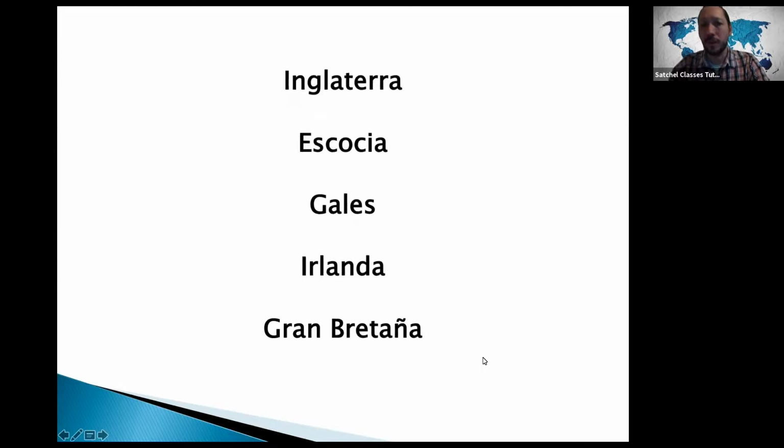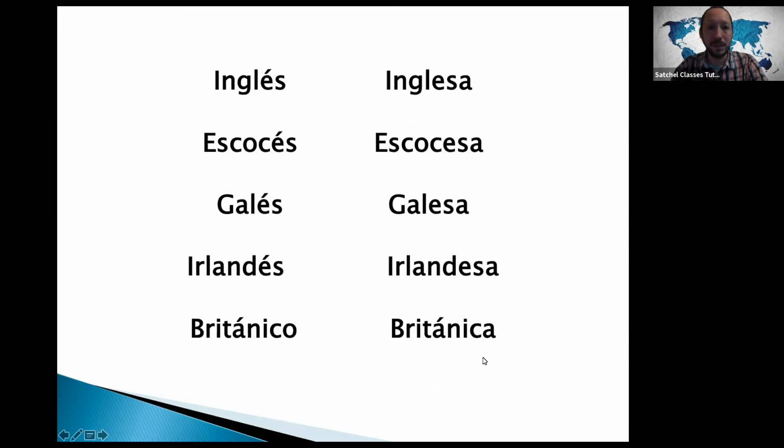What about countries in Great Britain? Well, we have Inglaterra, Escocia, Gales, Irlanda, Gran Bretaña. So the nationality in Spanish will be as follows: inglés, inglesa; escocés, escocesa; galés, galesa; irlandés, irlandesa; británico, británica. As you can see, inglés, escocés, galés, irlandés, all end in ES, which is really easy for us to remember. That's actually good for us.